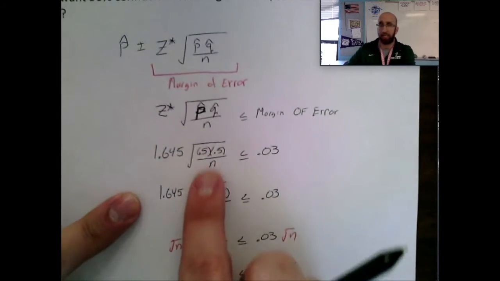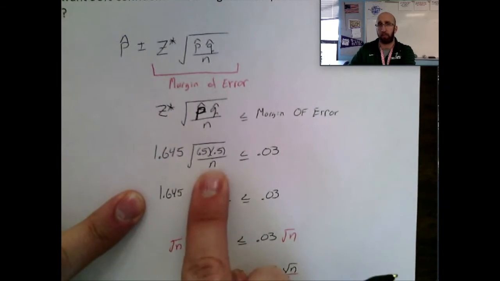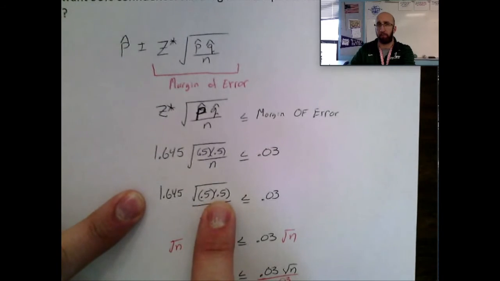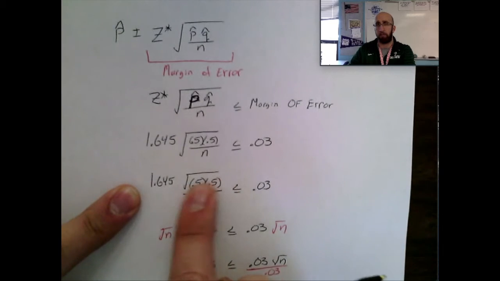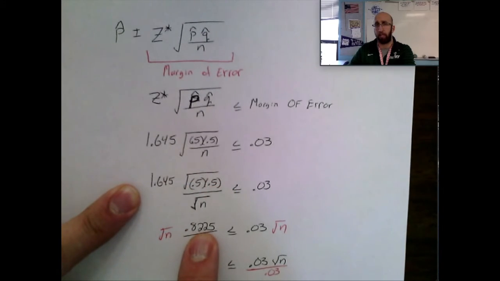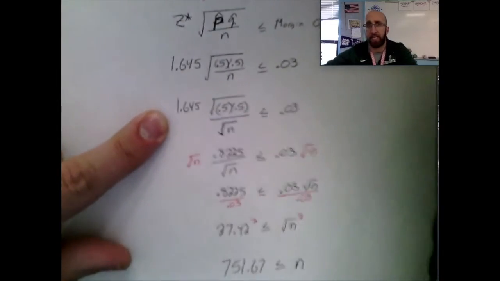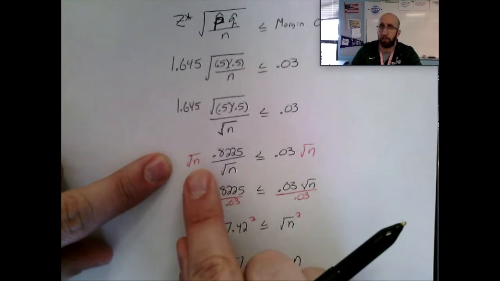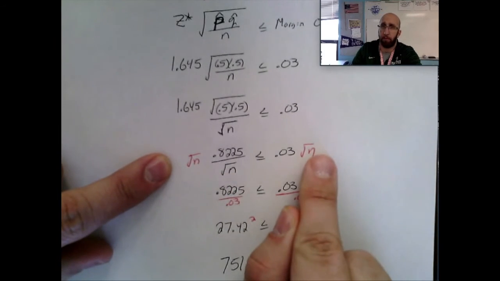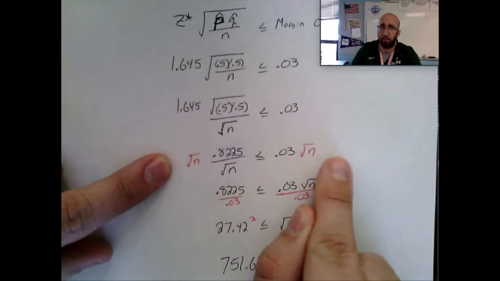After that, it's just a pretty straightforward algebra problem of trying to solve this inequality for n. So the first thing I did is I split the top and bottom of my square root there. The top is the square root of 0.5 times 0.5. The bottom is the square root of n. I went ahead and multiplied this entire top out to get 0.8225, left the right side alone. Next thing I did is I needed to get rid of this square root of n on the bottom of my fraction. So I multiplied the top by the square root of n, and I multiplied the right side by the square root of n, multiplied both sides.